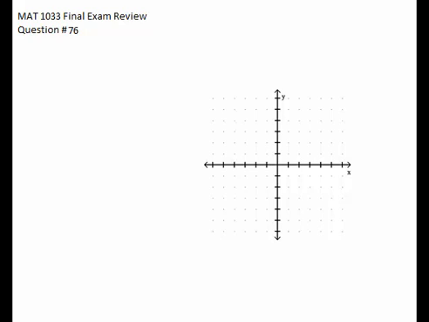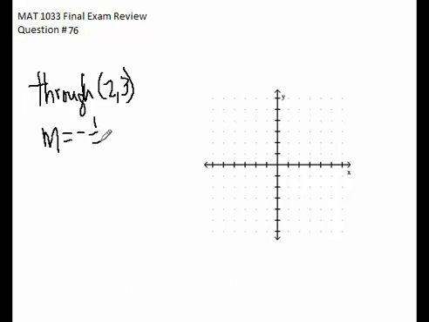MAT1033 Final Exam Review Question 76. We're supposed to graph the line that passes through the point (2, 3) and has a slope equal to -1/2.